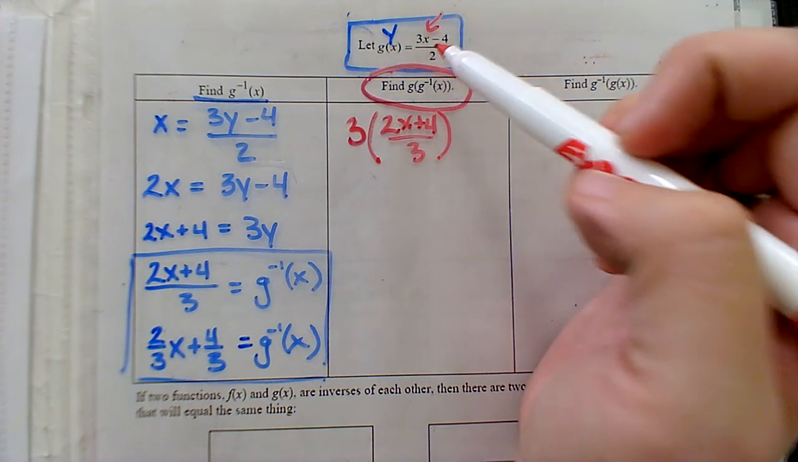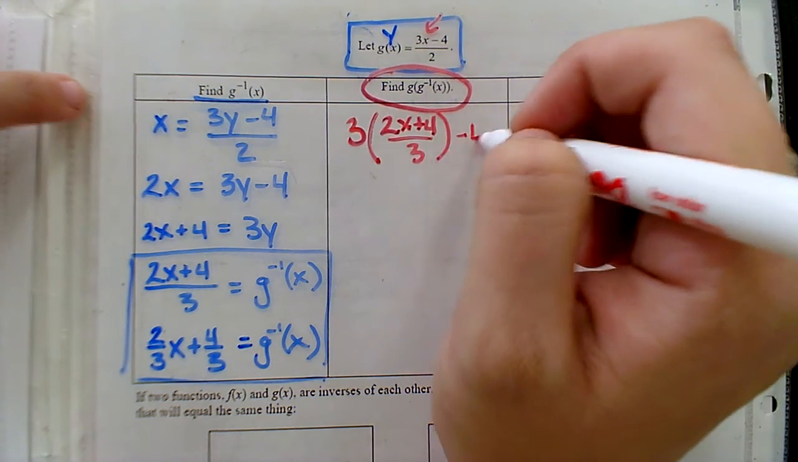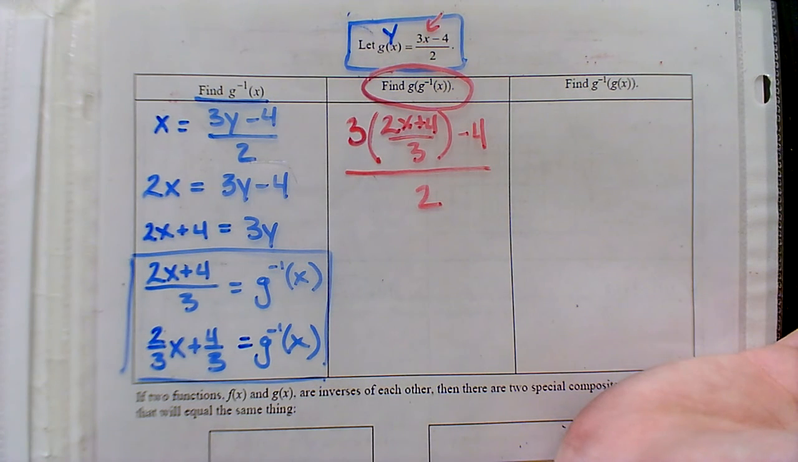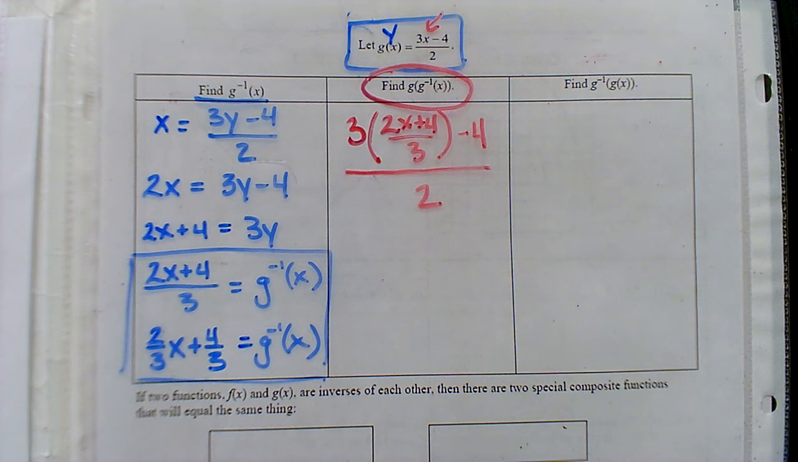If we continue through the g of x equation, we need to subtract 4, and all of that's over 2. So we're going to simplify this. We're going to see what happens if we were to plug the inverse into the original. You're going to see some neat things happen. Anything you guys notice?